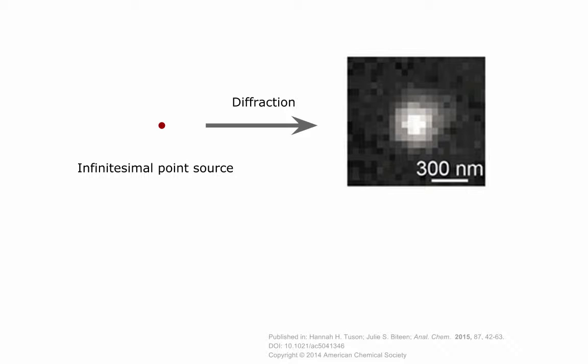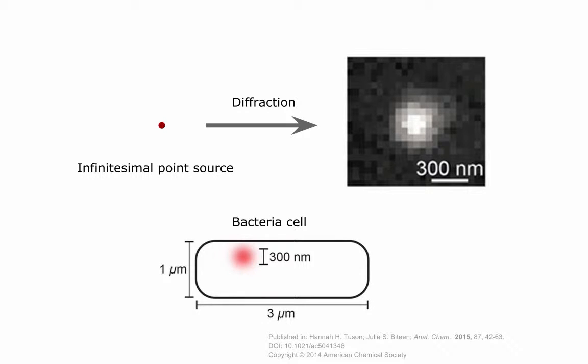This limitation on imaging small things can be a big problem. For instance, if you want to study a really small bacteria cell, you're not going to be able to get much detail out with 300 nanometer resolution.